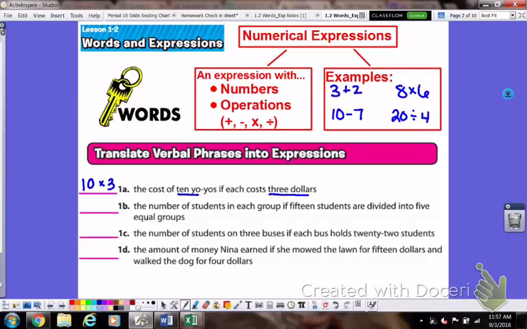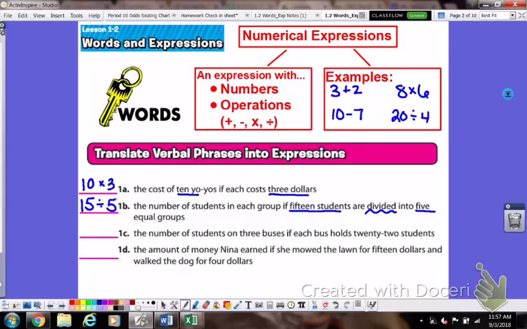And for 1B: the number of students in each group, if 15 students are divided into 5 equal groups. So we have 15 total students. We're told that we're dividing into 5 groups. So 15 total divided by 5 groups. Our expression would be 15 divided by 5. That one wasn't too bad. It was almost given to you right in the words there.